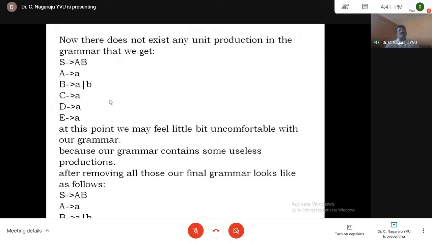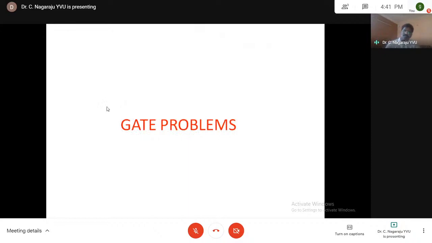So these are the problems we have studied. Now we'll solve some GATE problems. There are only 5 to 10 problems, and we have only 20 minutes. So what have we studied up to now? First, what is the syntax analyzer? What is the context-free grammar? Then the construction of the parse tree, the leftmost derivation, rightmost derivation, ambiguous grammar, and elimination of the ambiguous grammar.